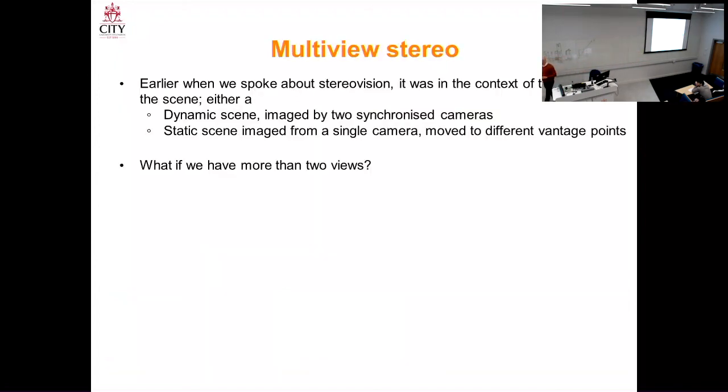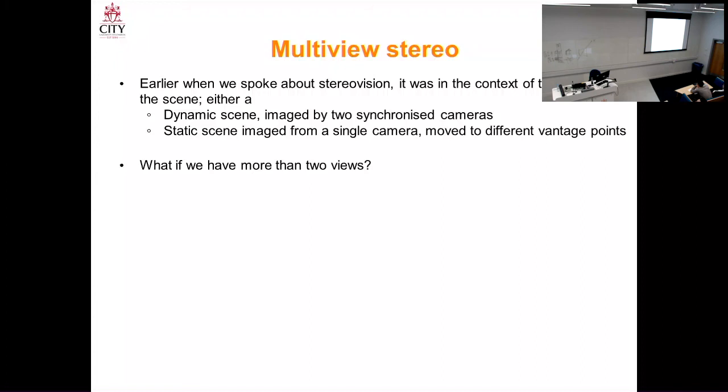Okay, so we talked about augmented reality and camera calibration, stereo, depth. Another really interesting question comes when you have more than two cameras. We talked about the scenario where you have two cameras, you can find the epipolar lines, you can build the geometry of the scene. But what happens when you have multiple views?